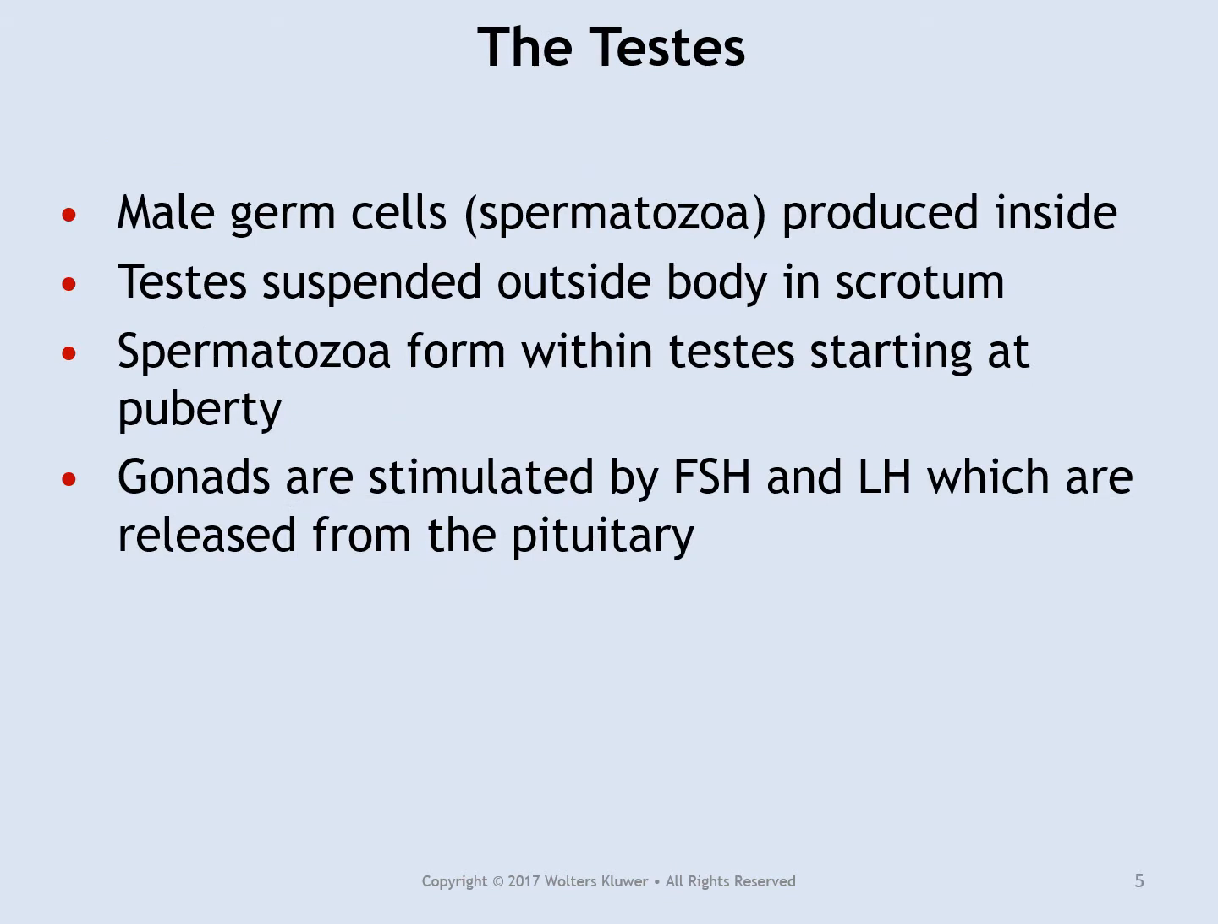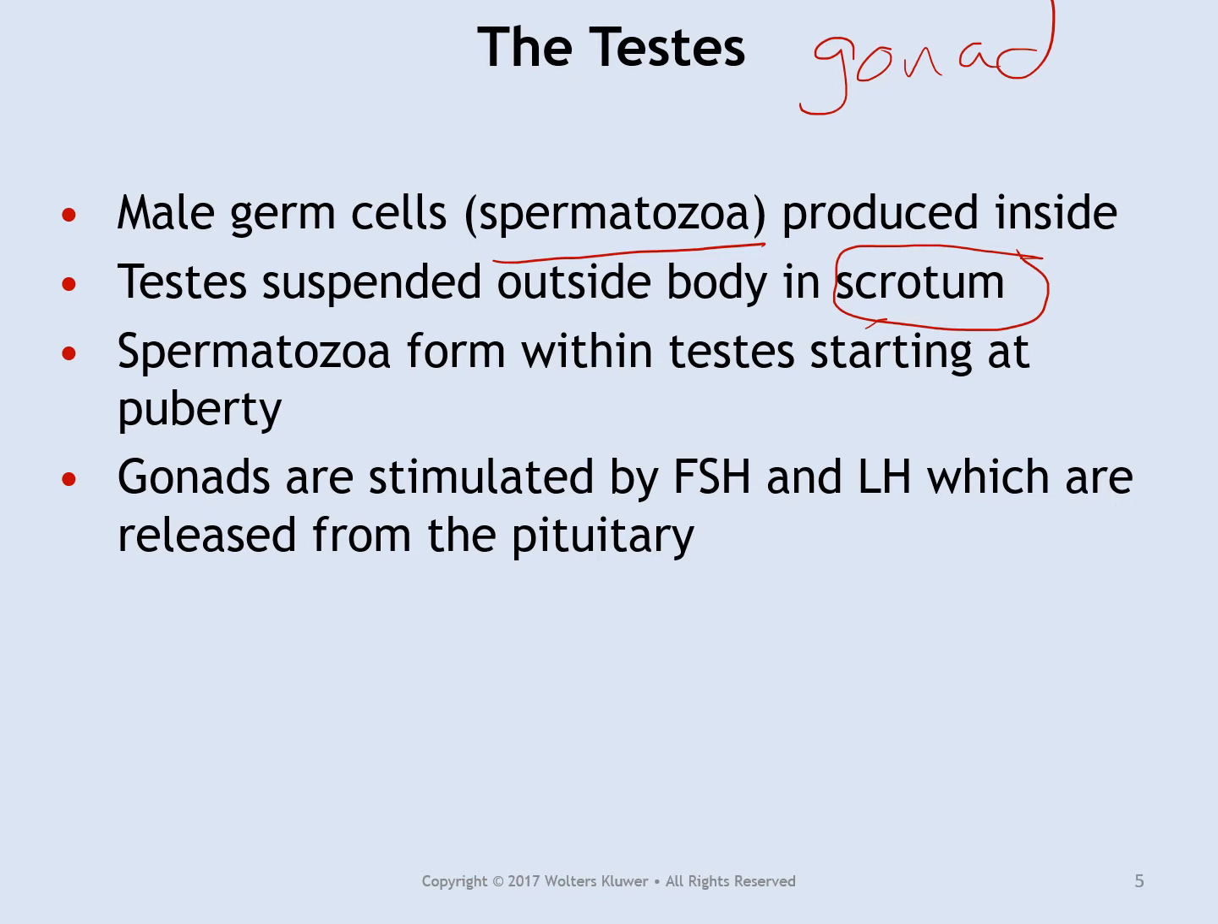Okay, so let's start with the gonad, which are the testes. Male spermatocytes or spermatozoa are produced inside the testes. The testes are suspended outside the body in the scrotum. The scrotum is a sac of skin. I had a physiology professor who screwed up once and called it a sac of sin. It is a sac of skin held outside the body cavity. And spermatocytes are made and stored in the scrotum.